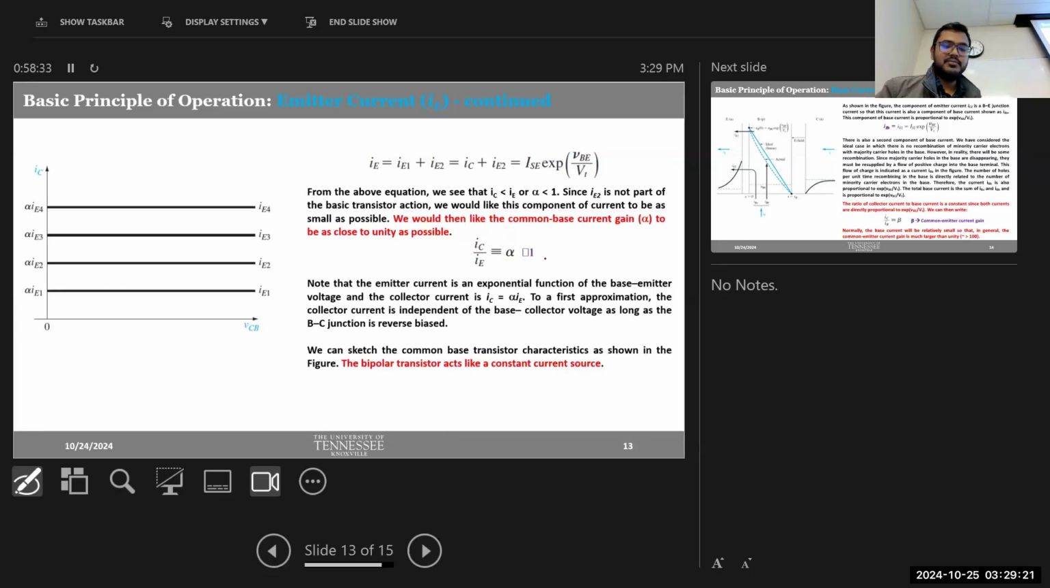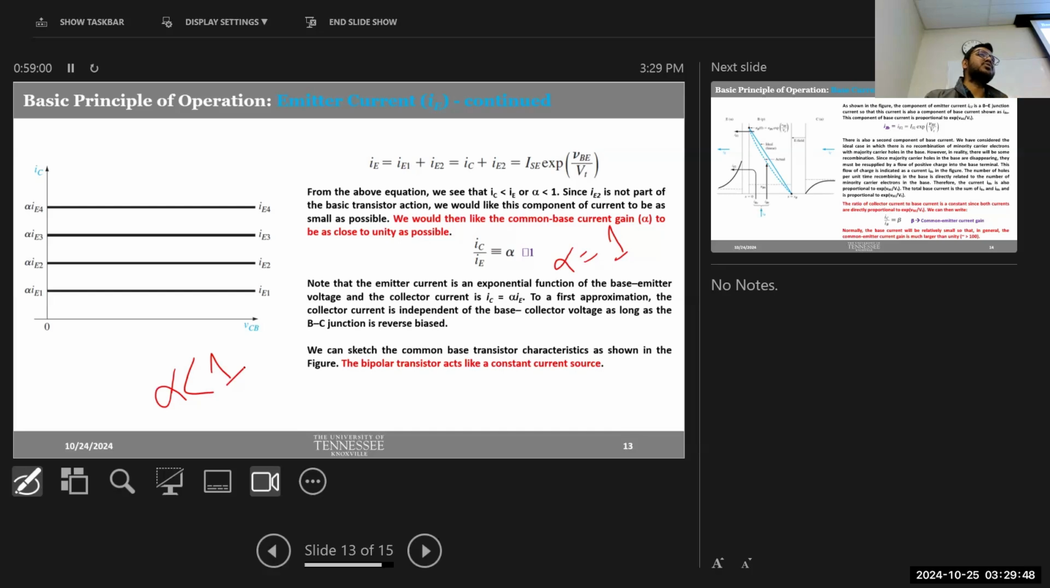I think there is some typo here. So this should be alpha equal 1. So that's the ideal condition. But here in our case, we don't have that. Some electrons will get lost. So the collector current will always be less than the emitter current, right? So the value of alpha will always be less than 1. But it's very close to 1. It's typically greater than 0.9 and less than 1 in that range, actually.